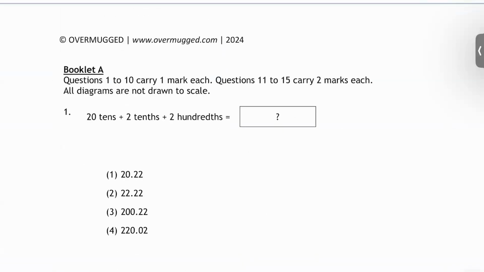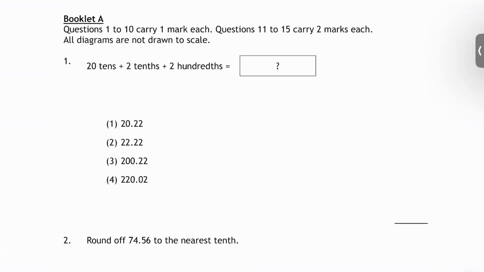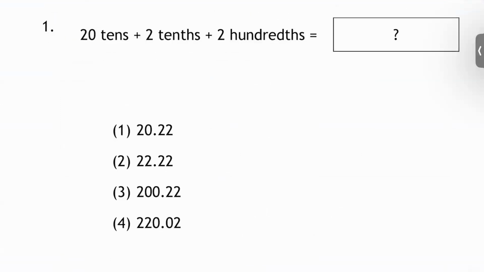So booklet A is MCQ, 15 questions. So let's get into it. At any point in time, please pause the video if you think that you have already gotten a hint, and then try it out yourself to see whether you can get the final answer.